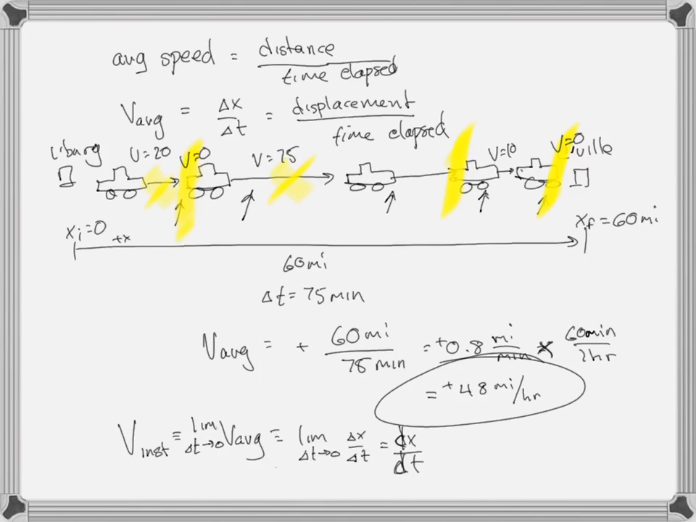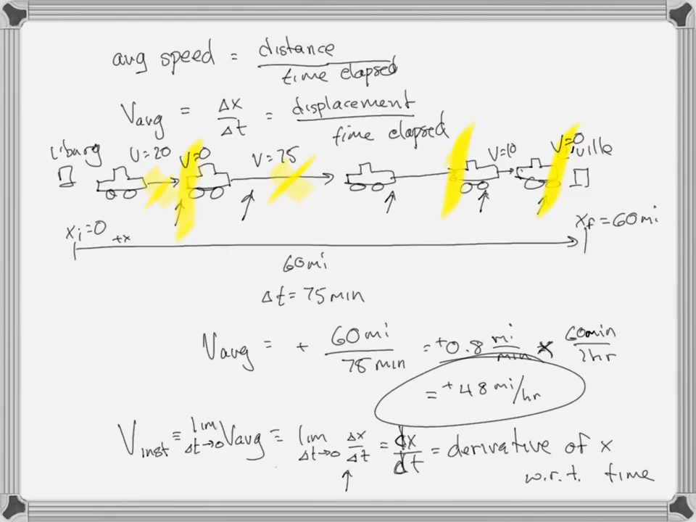Instead of a delta, which is usually a change over a larger distance, d is a small distance, so dx over dt. And for those of you who know calculus, you know that this is just the derivative of x with respect to time.